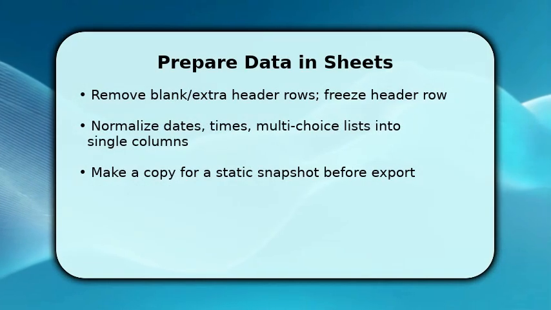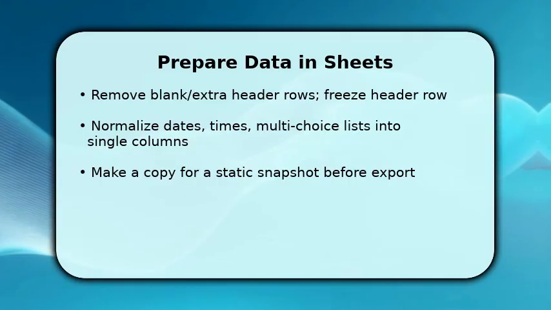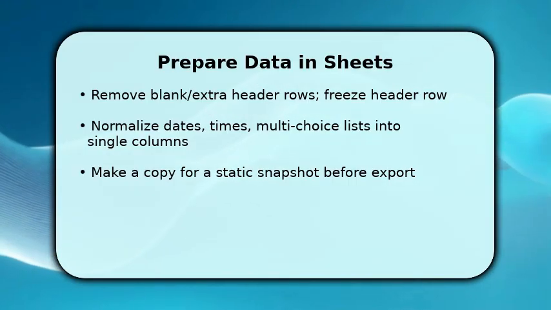Now clean and normalize the sheet so Excel will interpret fields correctly. Remove empty rows, freeze the header row, and expand any question that returned comma lists into separate columns if needed. Convert timestamps to a consistent date format and replace special characters that could break CSV parsing.